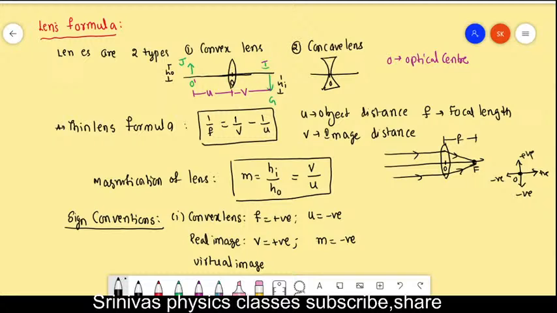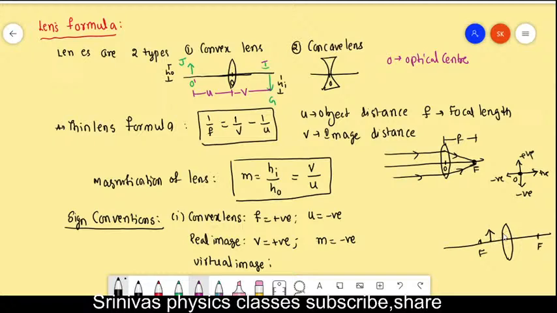The convex lens forms a virtual image in one case. At what time will it form the virtual image? It is very simple. For example, this is the convex lens. The focus is on both sides. This is the focus and this is also a focus. If the object is kept here, for example, this is an object.